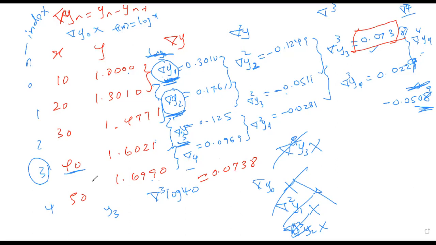Second question is delta cube log 50. So now 50 will be my x4. So that's all, this one. So the answer for this one will be just equal to 0.0229, or you can approximate 0.02223. Okay. Is that correct?